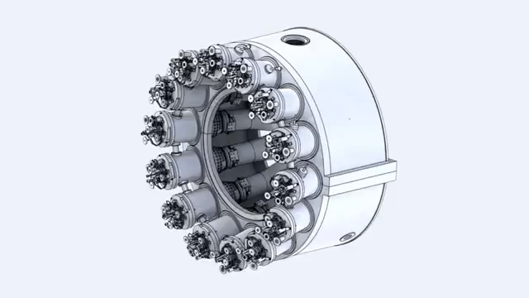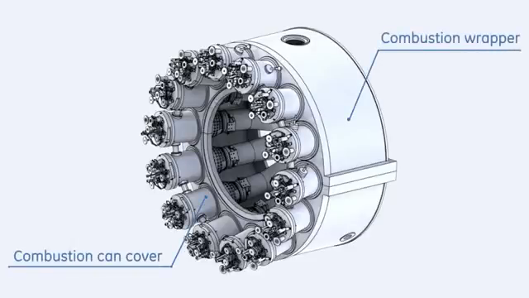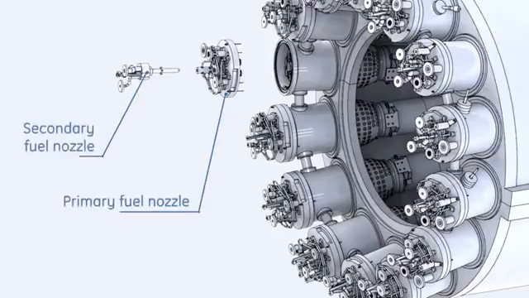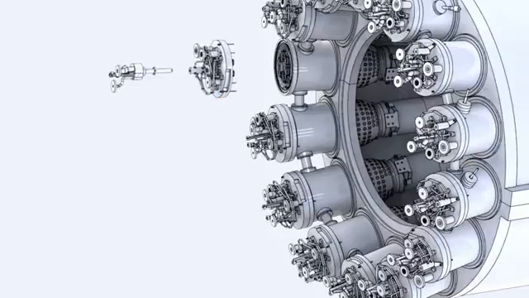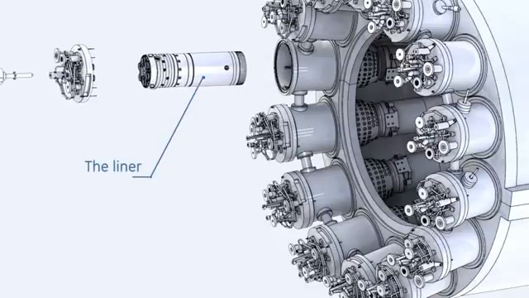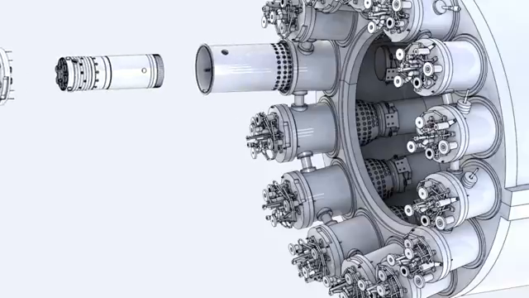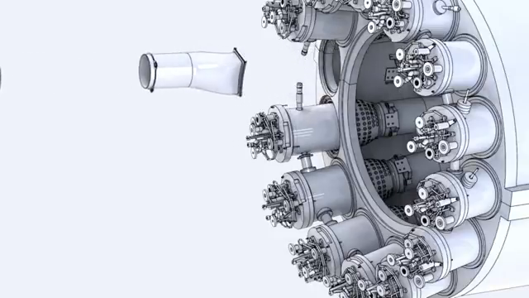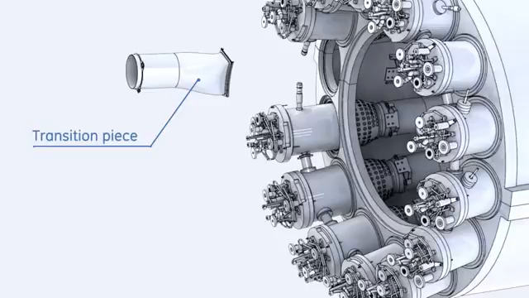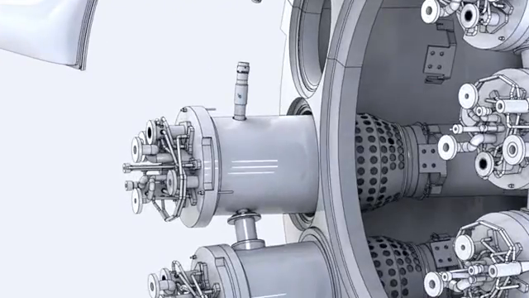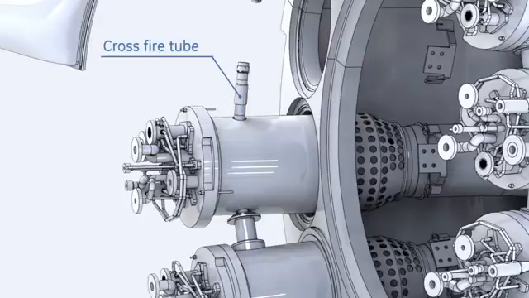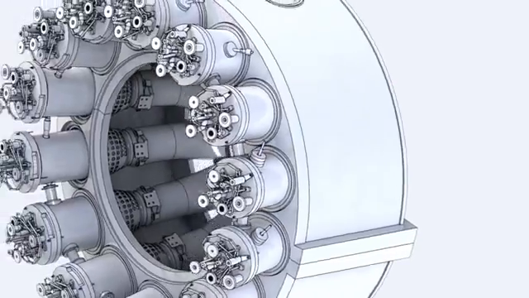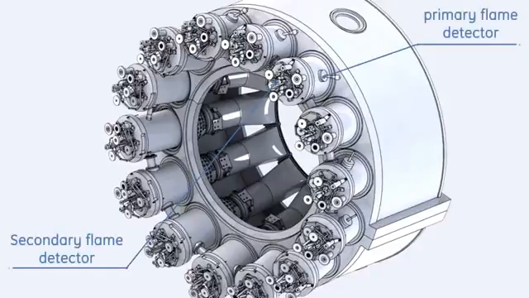The combustion system main components are the combustion wrapper, combustion can cover, primary fuel nozzle, secondary fuel nozzle, the liner, flow sleeve, transition pieces, crossfire tubes, spark plugs, flame detectors.